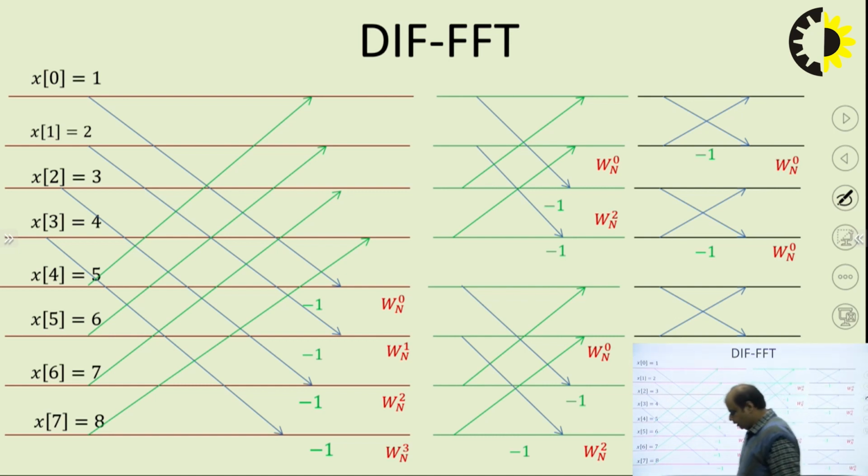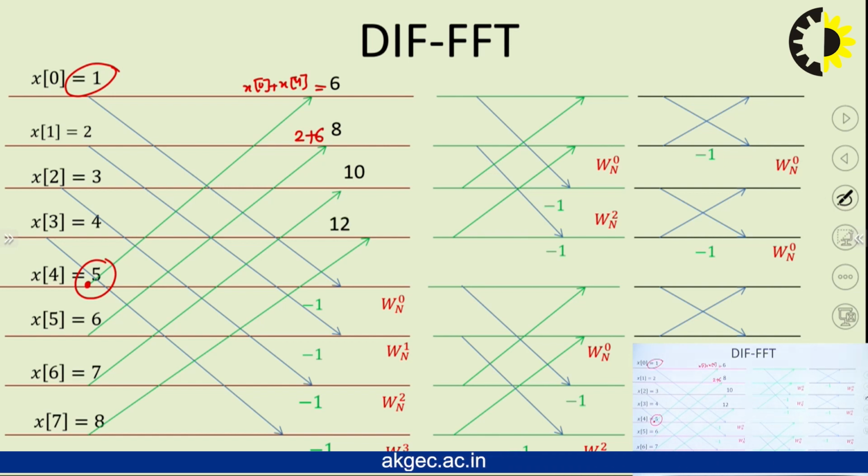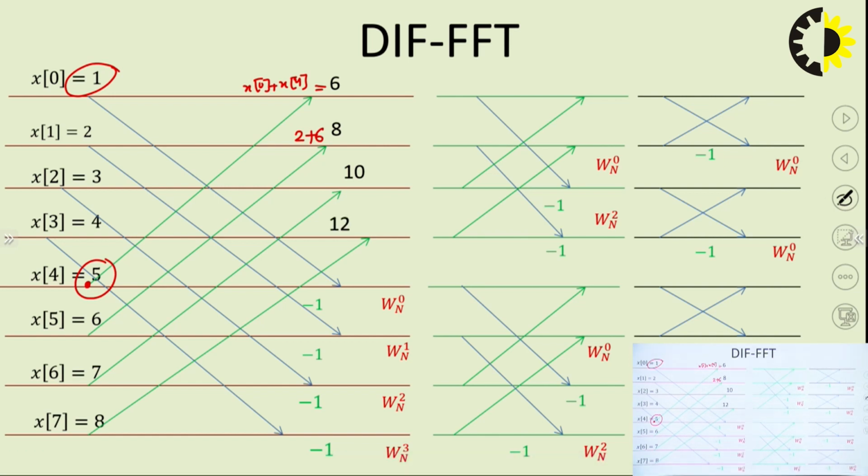If it is so, what will be the computation? How will I compute? This is x of 4 lines. So at this point I have x of 0 plus x of 4. So x of 0 is 1, x of 4 is 5, and there is no twiddle factor. So I get a of 0 as 6. Similarly, at this point it will be 2 plus 6, you can see this line is coming from here, so it will be 8. It will become 10, it will become 12, because there is no participation of twiddle factors in the above 4 lines, because in DIF the signal is coming without multiplication of twiddle factor.